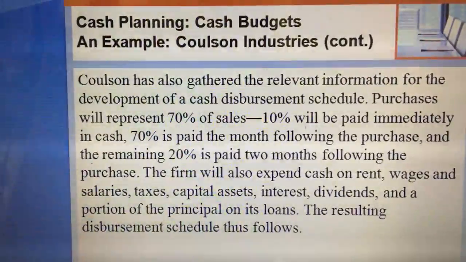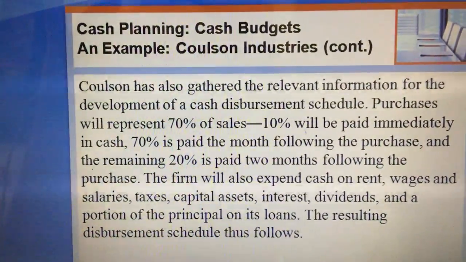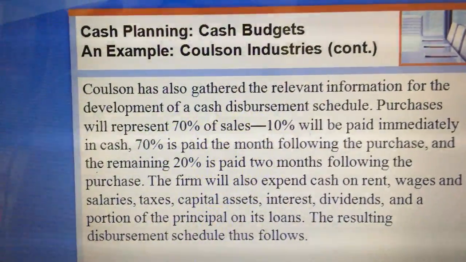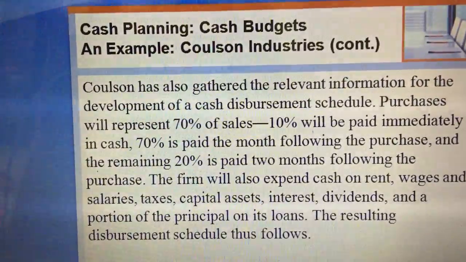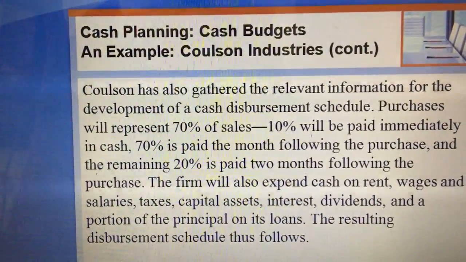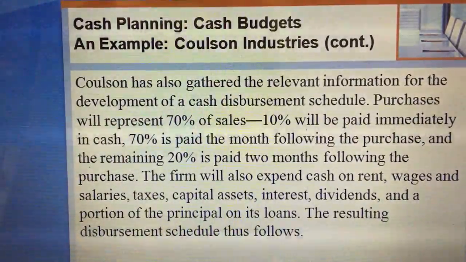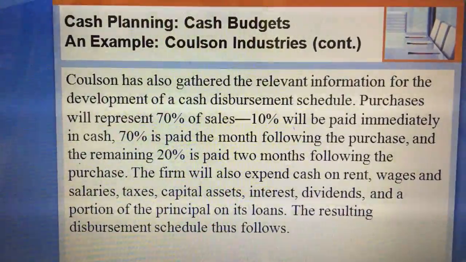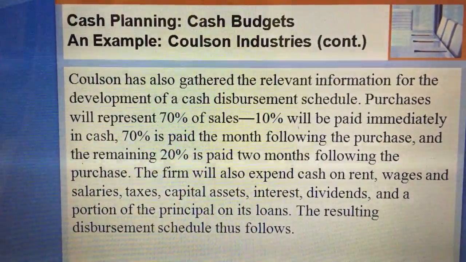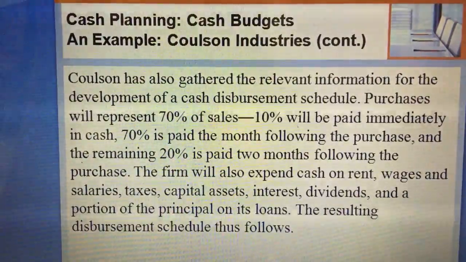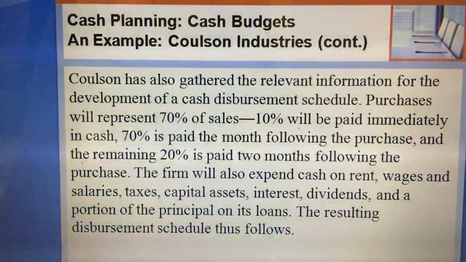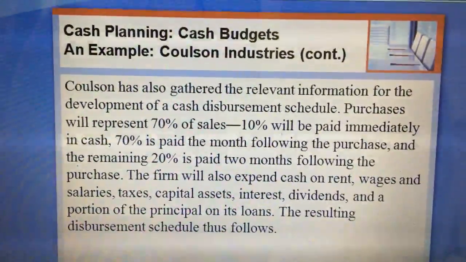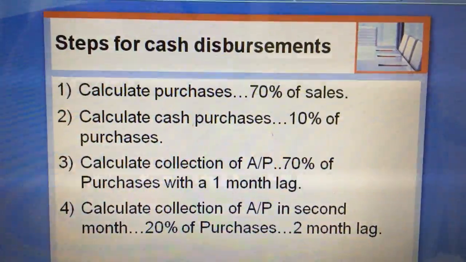Okay, 10% we intend to pay right off with cash, but we're going to wait and pay some of this the month after our purchase, and then some of it we're going to wait and pay 2 months later. So we're going to delay some of the payment of cash. The firm will also expend cash on rent, wages, salaries, taxes, capital assets, those are long-term assets, interest, dividends, and a portion of the principal they'll pay back on the loan. The resulting disbursement schedule is as follows. So we want to go through and do our disbursements. Now let me see what's on the next slide. This is how you do it.